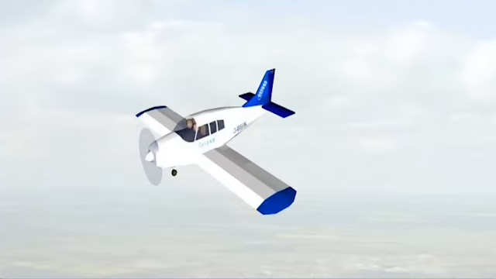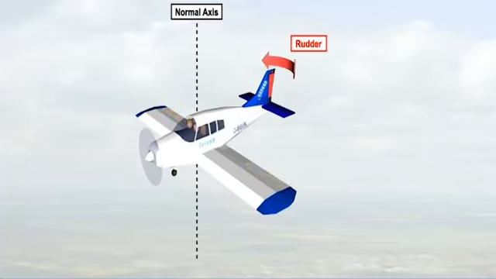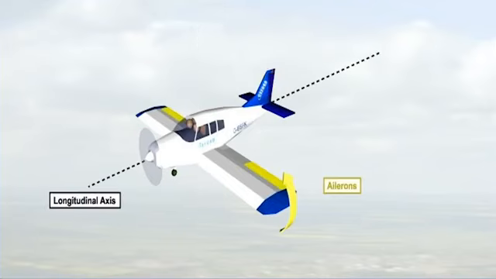We have now learnt the primary effect of the main control surfaces. The stabilator, or elevator, controls the aircraft in pitch. The rudder controls the aircraft in yaw, and the ailerons control the aircraft in roll. As the aircraft yaws about its normal axis and rolls about its longitudinal axis, both these movements generate what are called further effects of the control deflections. We'll now look at these further, or secondary, effects.